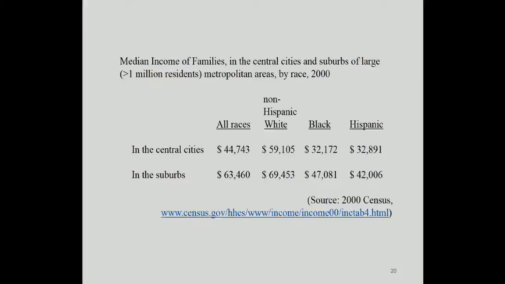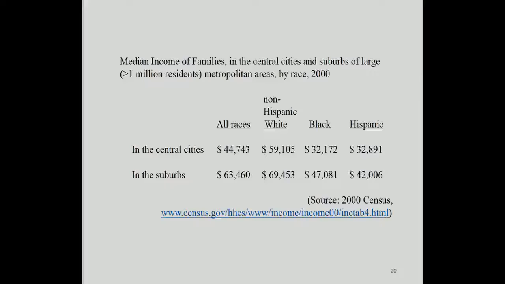Looks at median family income and compares it to people living in central cities versus large suburbs, and then looks at everybody all together, and then breaks it out into non-Hispanic white, Black, and Hispanic. These are the categories. The census's ways of dividing the population into racial and ethnic groups changes every 10 years. It makes research very difficult.